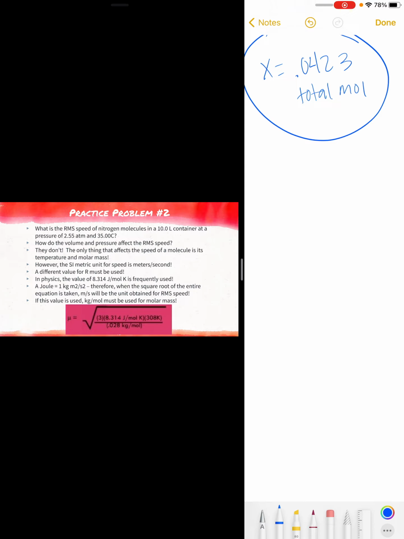So let's look at a practice problem. It says, what's the speed of a nitrogen molecule in a 10-liter container at a pressure of 2.55 atm and 35 degrees Celsius? How do volume and pressure affect it? So they don't affect anything. The only thing that affects speed is temperature and the molar mass of the gas. However, the SI metric unit for speed is going to be meters per second. So your answer will be in meters per second.